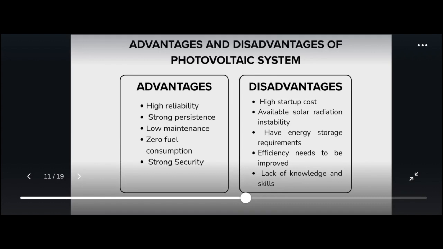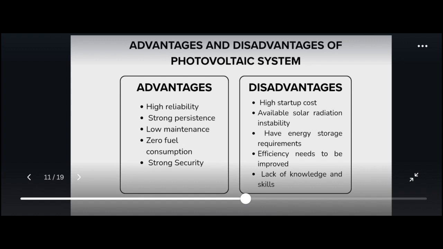Advantages and disadvantages of photovoltaic systems. Photovoltaic systems are still highly reliable even under harsh conditions. Photovoltaic arrays ensure continuous and uninterrupted operation of critical power supplies. Strong persistence: most modules in a photovoltaic system have a warranty period of up to 25 years and remain operational even after many years. Low maintenance.